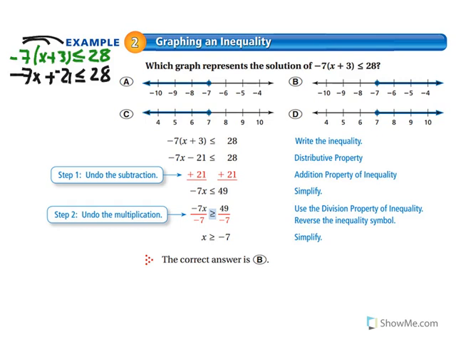We again have a 2-step inequality, and we need to get rid of the negative 21 by adding 21. If I add it to the left, I need to add it to the right. And when I cancel the 21s out, I'm left with negative 7x. And then 28 plus 21 gets me 49. Right? And it's still going to be less than or equal to. Now I'm going to divide both sides by negative 7, the coefficient.